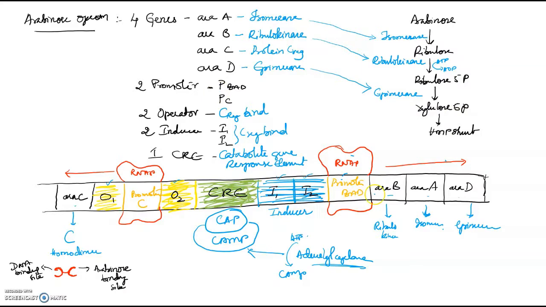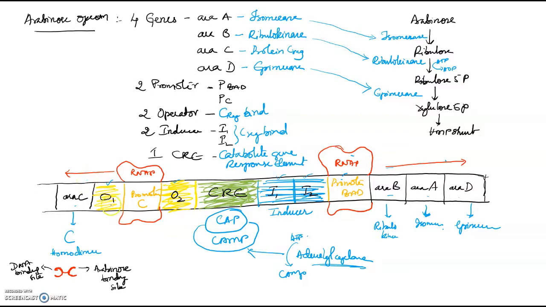Then two promoter sites are there. One promoter site is for BAD, wherein RNA polymerase will bind to it and it will transcribe the mRNA. Then the second promoter site is for the ARA-C protein. Here also RNA polymerase will bind and it will transcribe in this direction. Okay, and mRNA for protein C is generated.